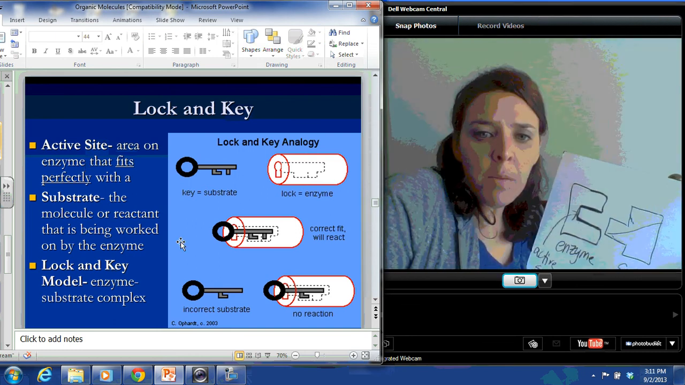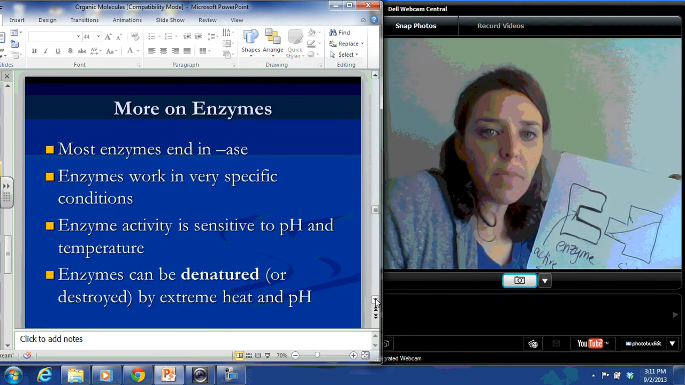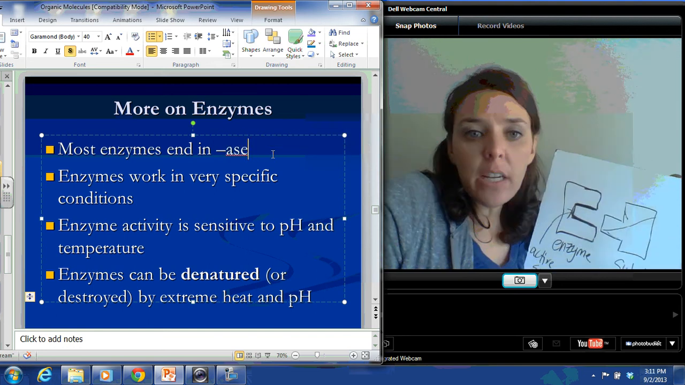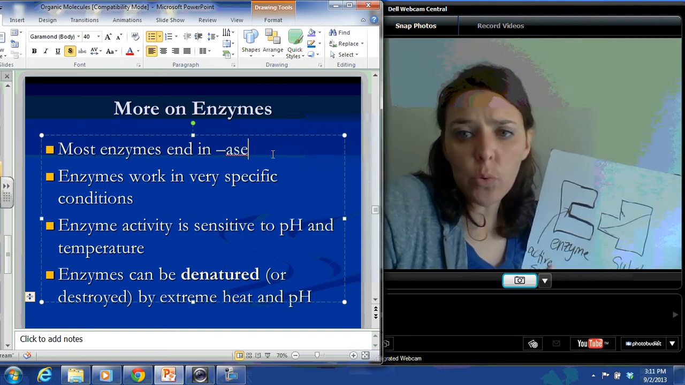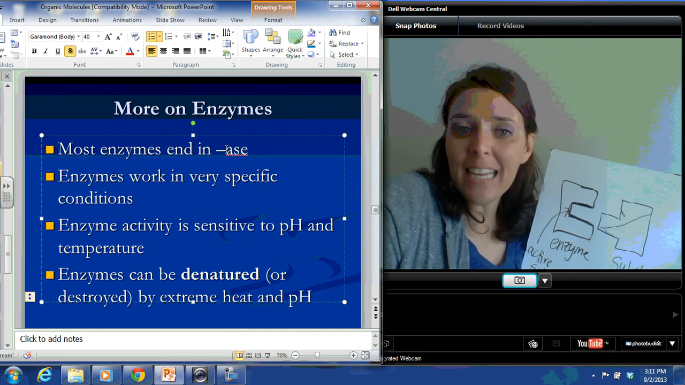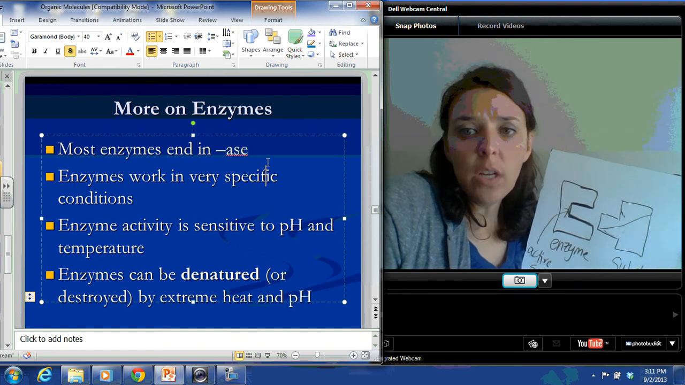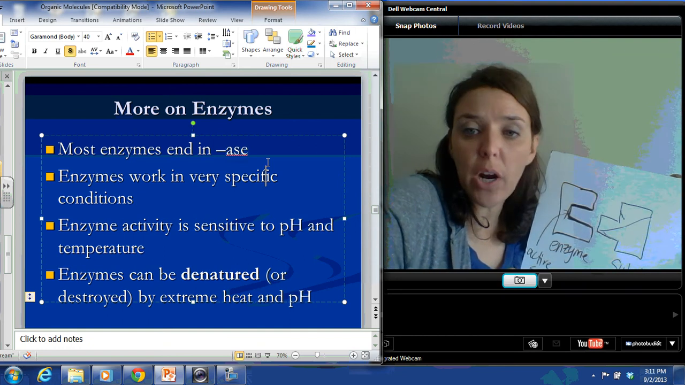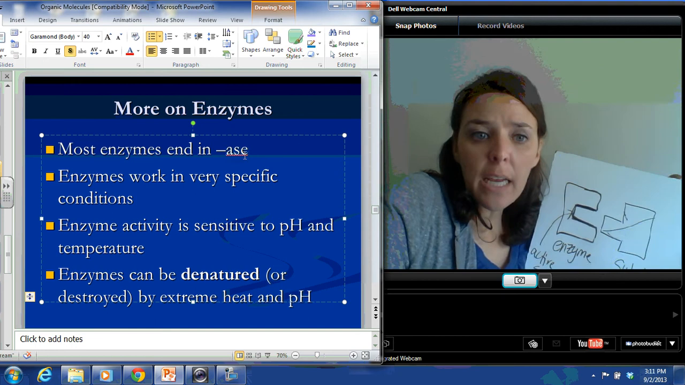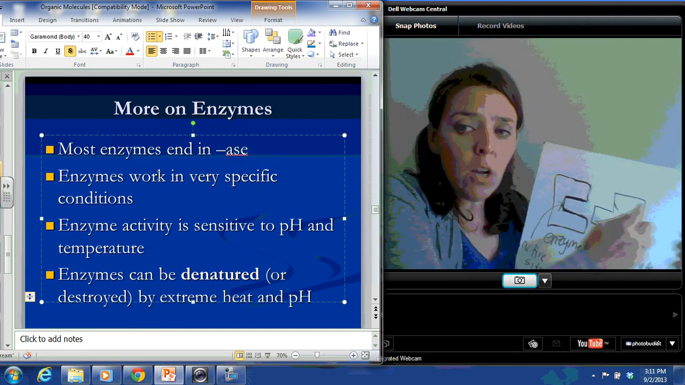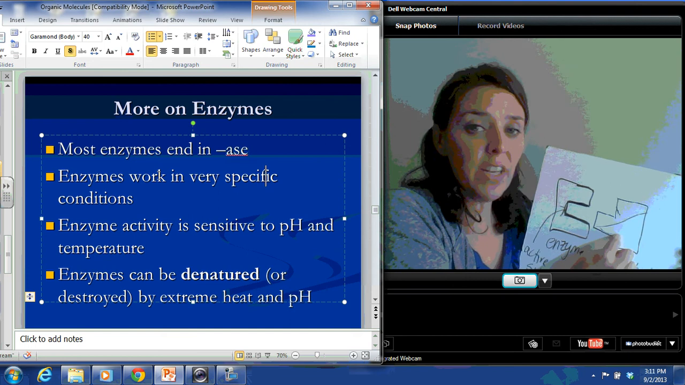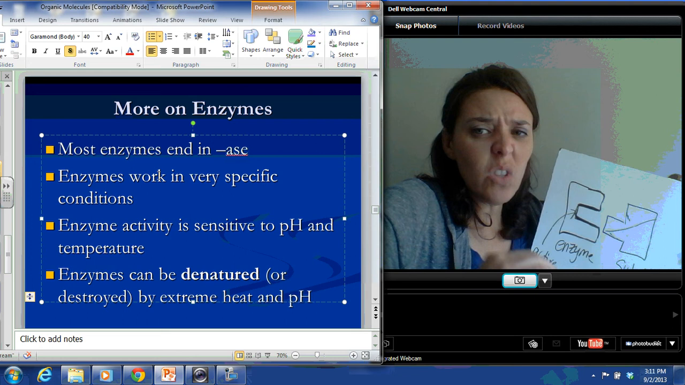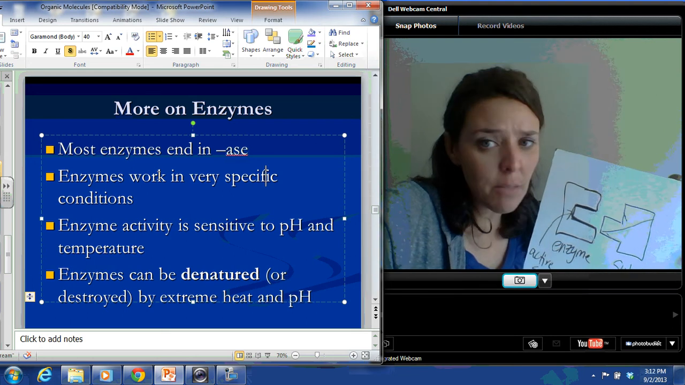Some things to keep in mind about enzymes. Oftentimes they end in the term ase, A-S-E. Remember from carbohydrates, they ended in ose, which meant sugar, but for enzymes they end in ase. Carboxylase, amylase, all of those are examples of enzymes. Again, enzymes are very specific. Not only do they work with specific substrates, but they also work under very specific conditions. The temperature has to be just right. The pH has to be just right.